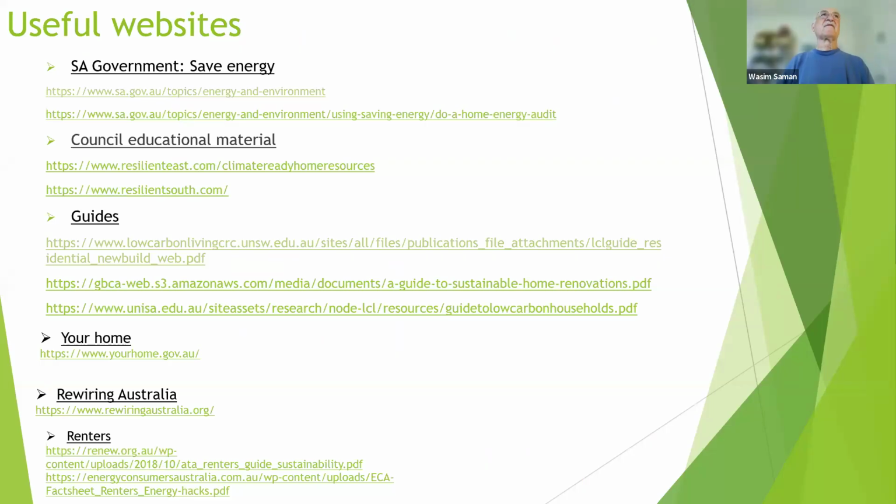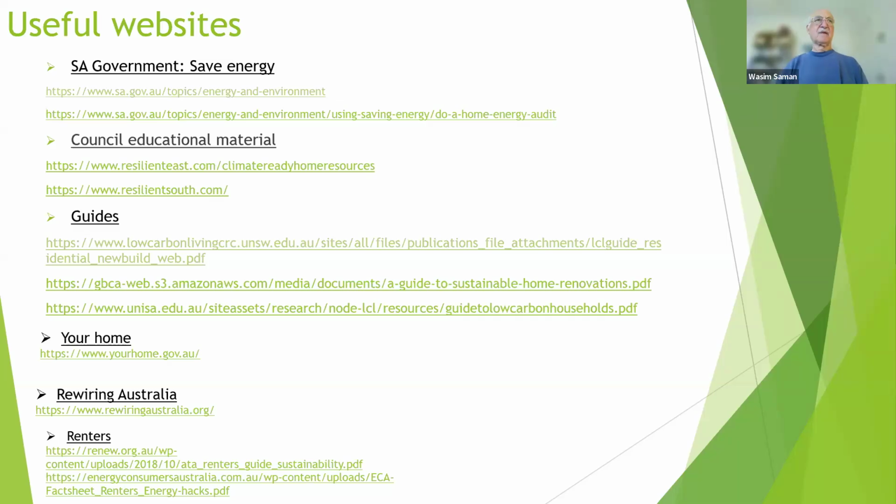And if you want to look further, this is a list of websites which are available to us. Certainly, the SA government keeps updating the available information. There are some councils which provide reasonable materials, and for example, there was a group of councils called the Resilient East who produced and made available a lot of guides. There are lots of online guides from other people.